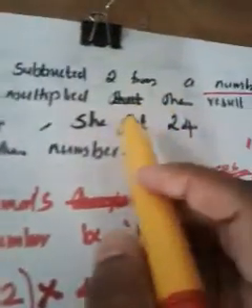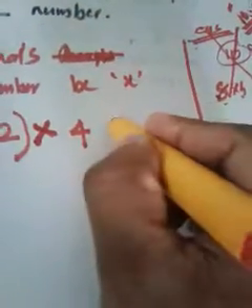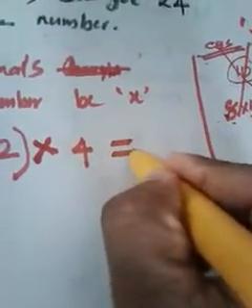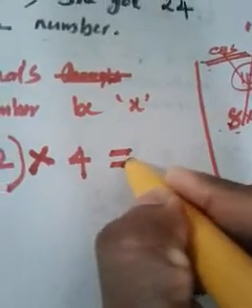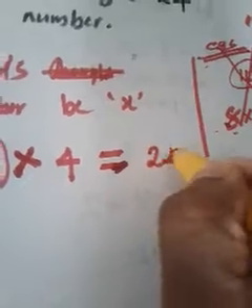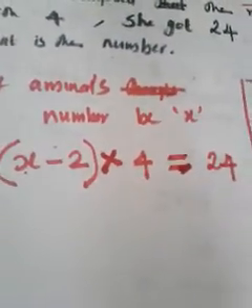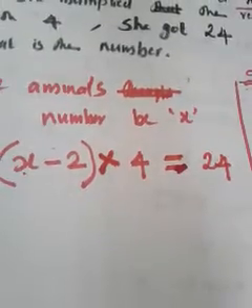Okay. Then what result did she get? She got 24. In order to represent the result, what do we have to do? We have to mark an equality sign. The equality sign stands for the result. And what result did she get? The result is 24. And this is the expression according to the question. You may have understood. This is the mathematical expression according to the question.